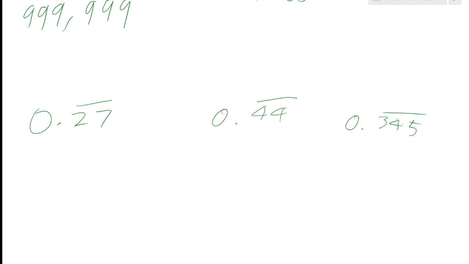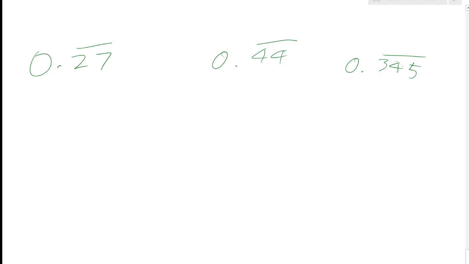So, finish this video. Your turn. Work out the fractions that are equivalent to 0.27 all recurring, 0.44 all recurring, and 0.345 all recurring. Again, do pause the video if you need a bit more time. Otherwise, the answer's coming now.